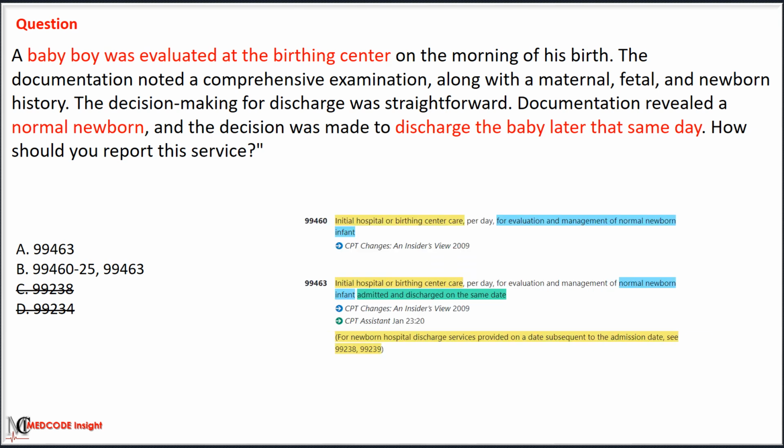We will eliminate option B because the code 99460 is for the initial hospital or birthing center care, which is already included in the code 99463, which is used for the initial hospital or birthing center care per day for the evaluation and management of a normal newborn infant admitted and discharged on the same date. So our correct option is option A with the code 99463.